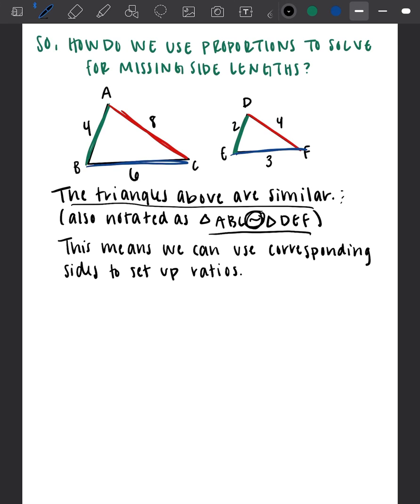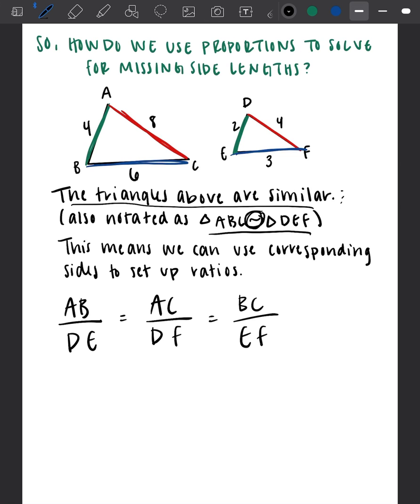So let's go ahead and set up our ratios. We have side length AB, and we will put that over our corresponding side length of the other triangle. So AB over DE. We will do the same thing for AC, put that over its corresponding side, which is DF. And same thing for BC, and we'll put that over our corresponding side length, EF. Again, we set these all equal because these ratios are equal.